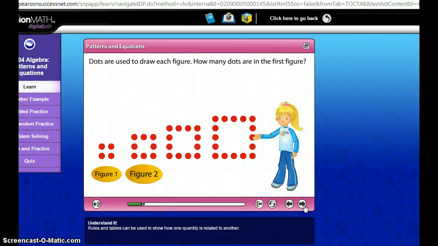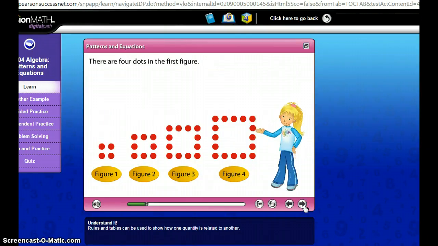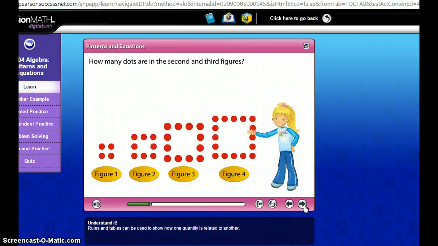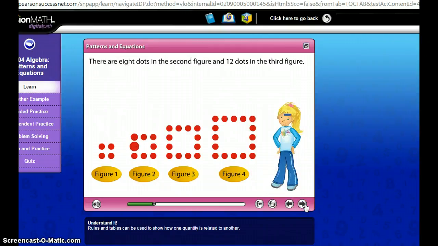Dots are used to draw each figure. How many dots are in the first figure? There are 4 dots in the first figure. How many dots are in the second and third figures? There are 8 dots in the second figure and 12 dots in the third figure.